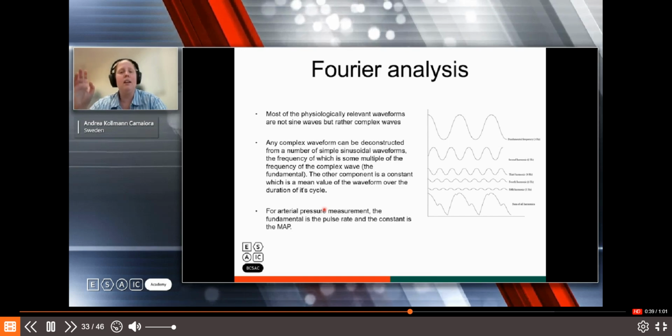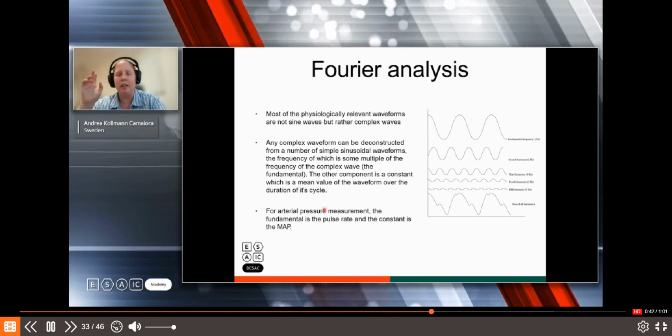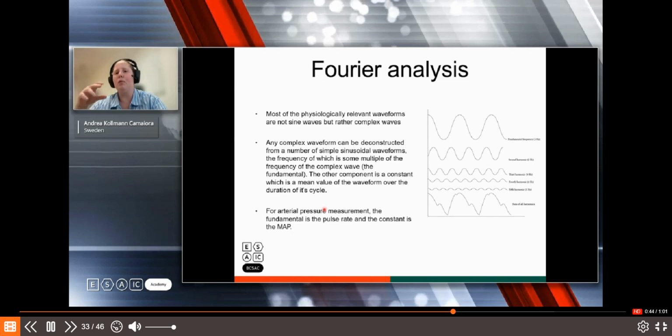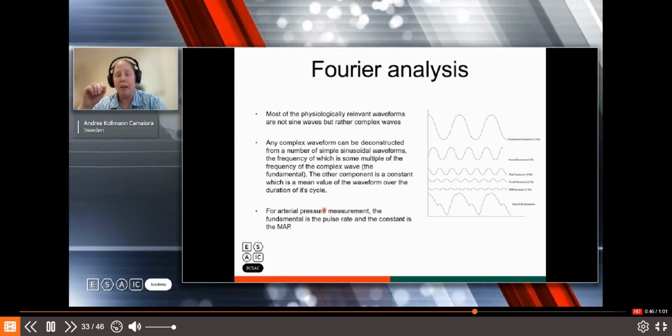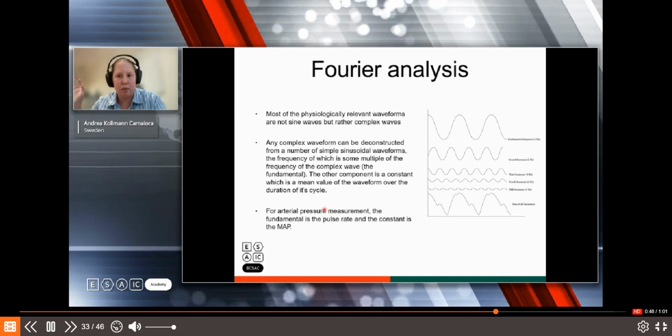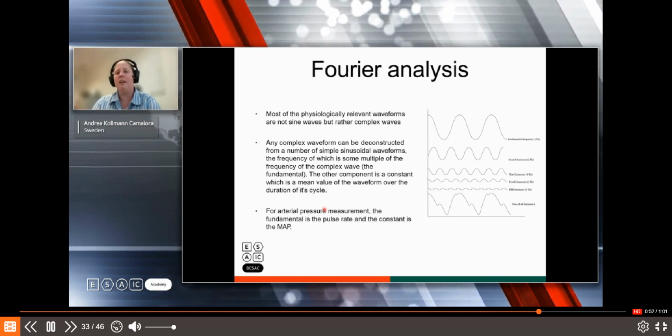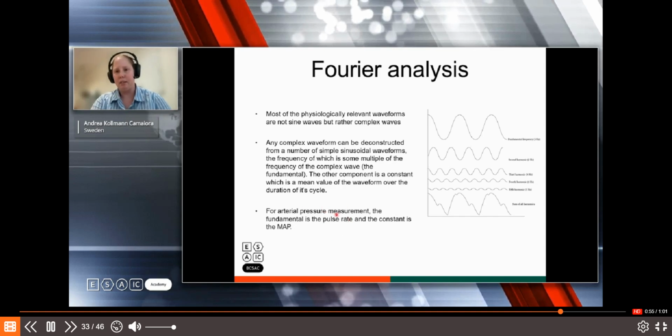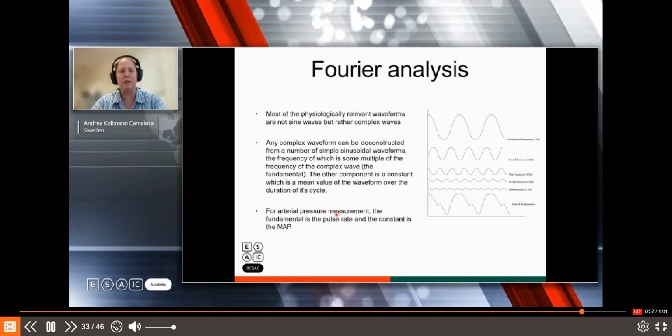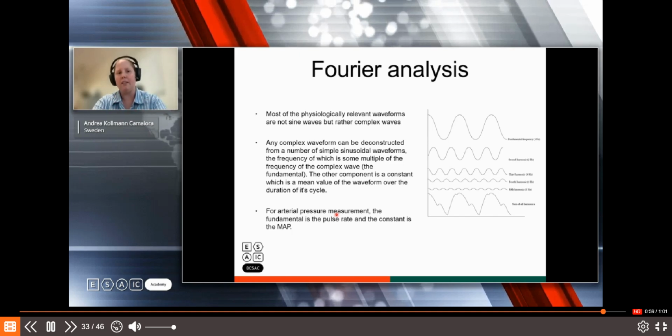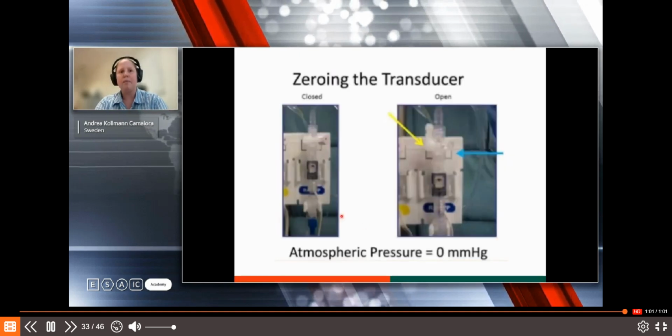So the question is, the Fourier analysis is used to construct the mean arterial pressure curves. Yes, that's true. Or the diastolic curves. And that is true. But I don't think they will ask for these things. So if you want to save your brain space, I would just keep the Fourier analysis and don't memorize this.